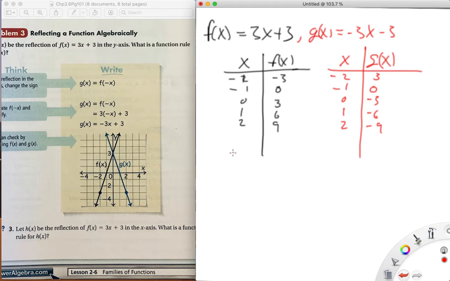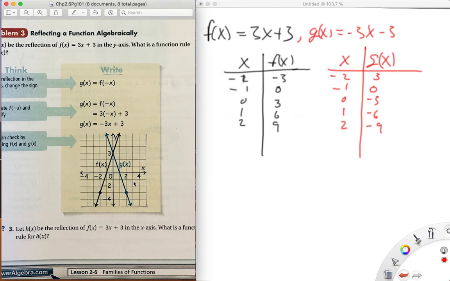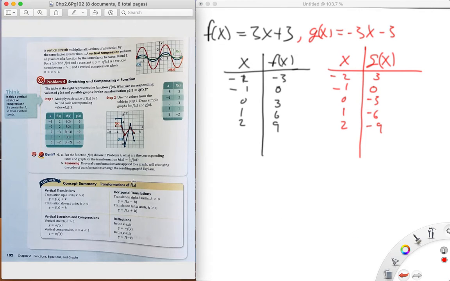So when I graph these, you would see it flip along the x-axis. No, I'm not going to graph it right now.